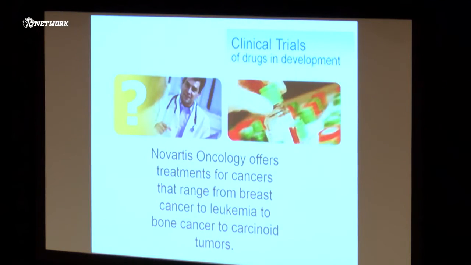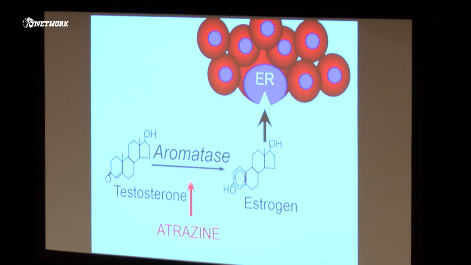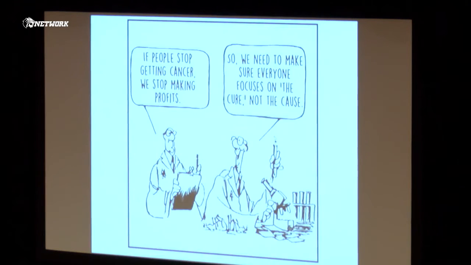Turns out Novartis Oncology offers treatments for cancers that range from breast cancer. This is on their website. So in the year 2000, the same company that gave us 80 million pounds of atrazine, which turns on aromatase, was selling letrozole to block aromatase. The same company, so that if you were taking letrozole to fight your breast cancer, that was competing with a chemical made by the same company that does the opposite. I published a paper called The One-Stop Shop, Chemical Causes and Cures for Breast Cancer. You can imagine I got a few letters from their lawyer, but I just stated a fact.